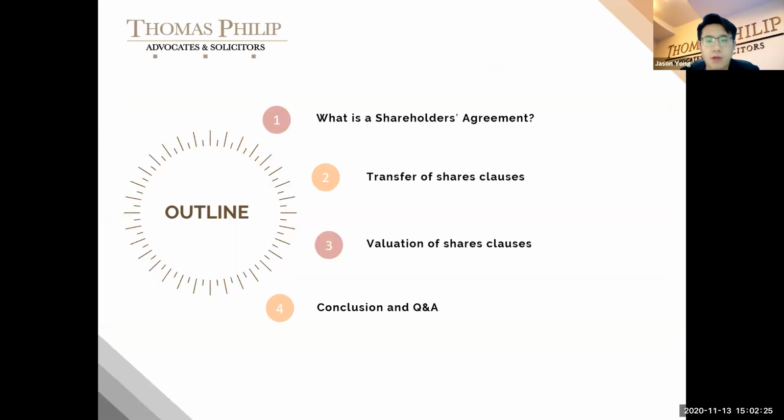First, here's the outline. We're going to look at what are shareholders agreements. We're going to look at a transfer of shares clauses, which is the transfer part. We're going to look at valuation clauses, and then we're going to do a conclusion and Q&A.